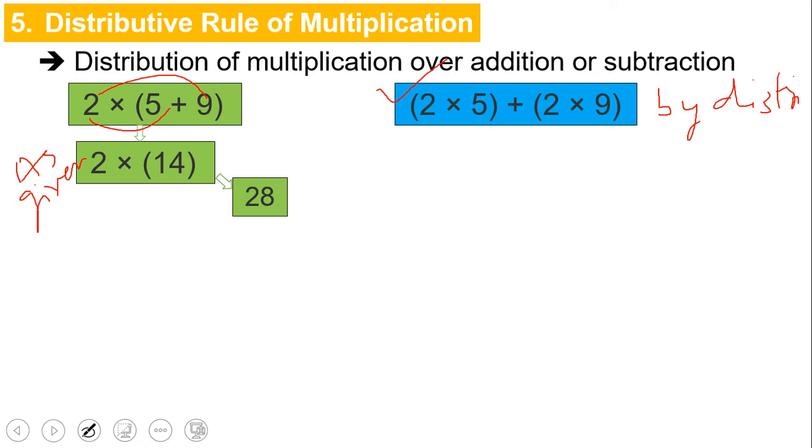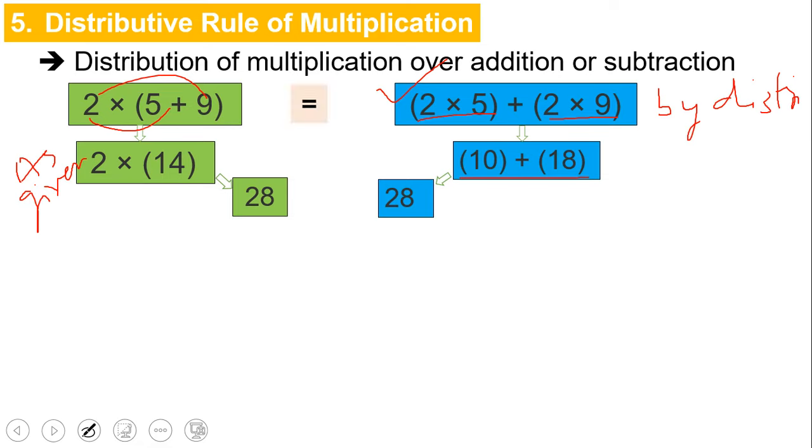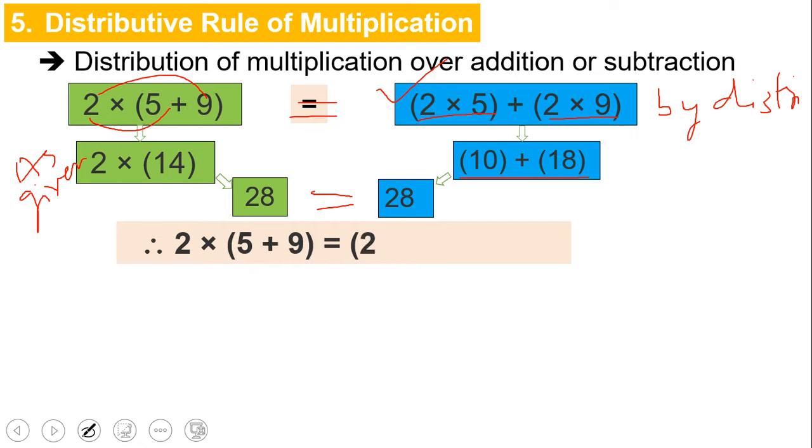Okay. By distribution, 2 into 5 is 10, and 2 into 9 is 18. Now 10 plus 18 is 28. So this result is the same, and hence this result is also the same. This was the example of distribution of multiplication over addition. Therefore 2 into bracket 5 plus 9 equals 2 into 5 plus 2 into 9.